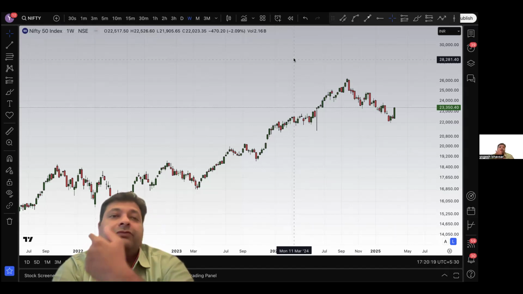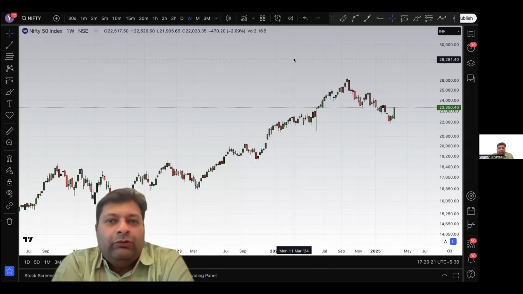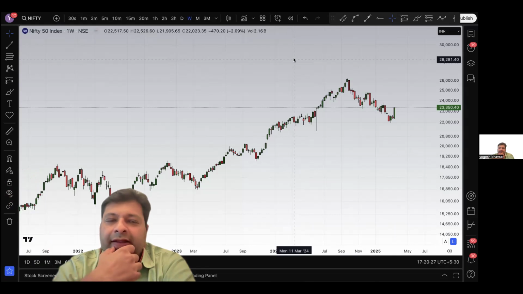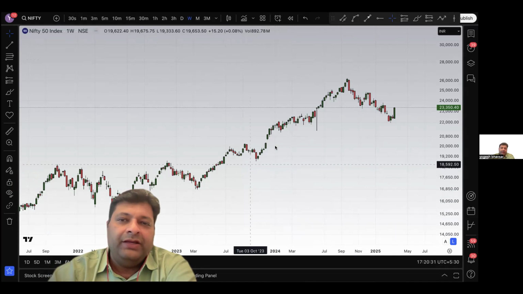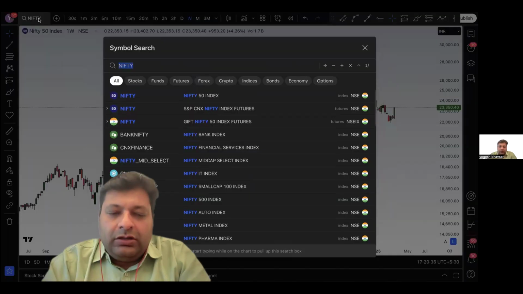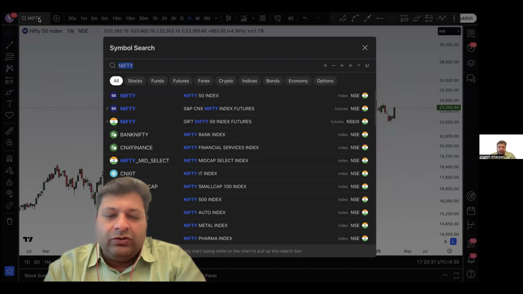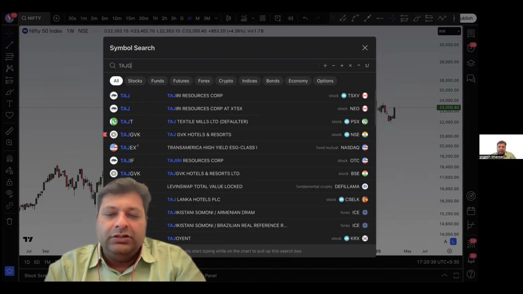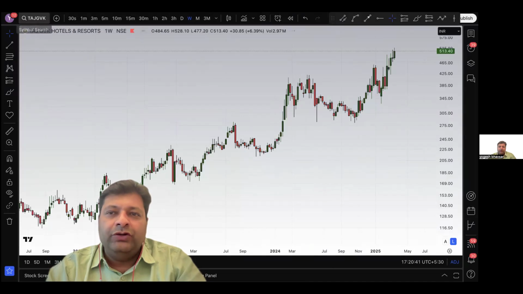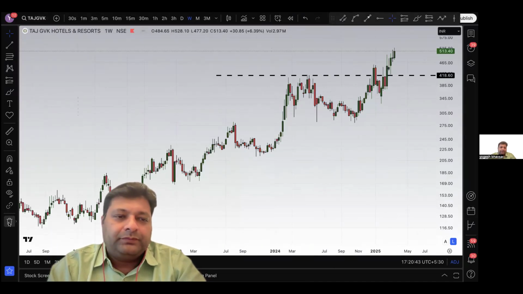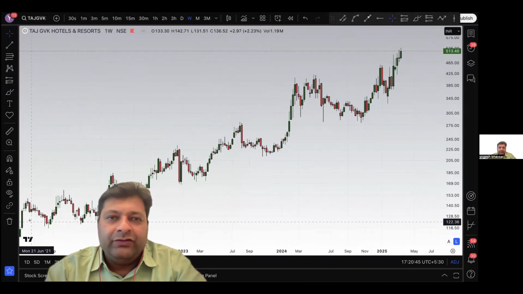So let us start with how to download or upload the new YTA system. I have a screen which is totally empty, with no indicators or anything. This is just a plain chart, and let us put on a random stock. We'll take Taj GVK and just put it on the screen. It has no indicators over here.